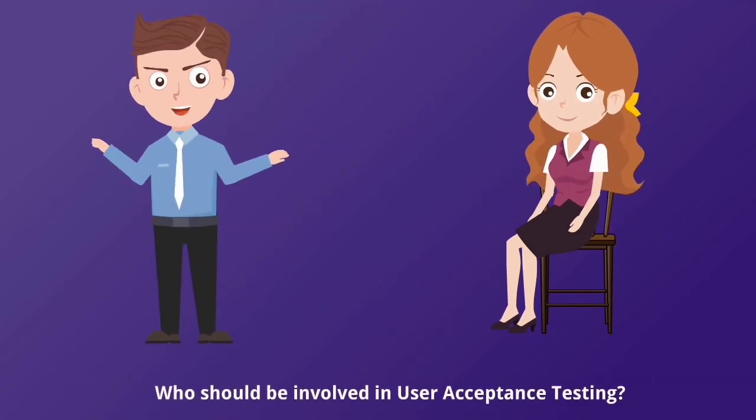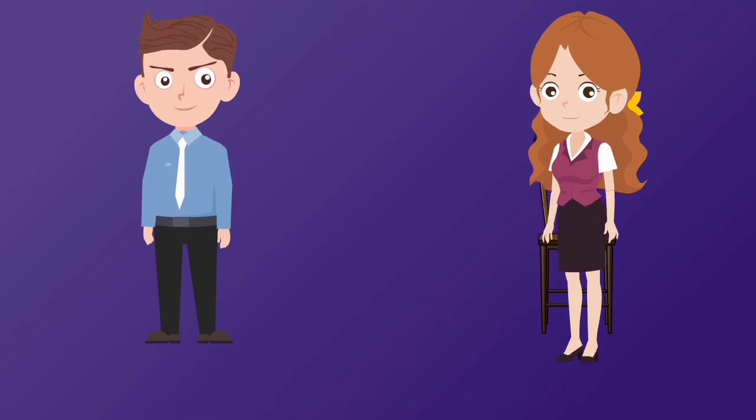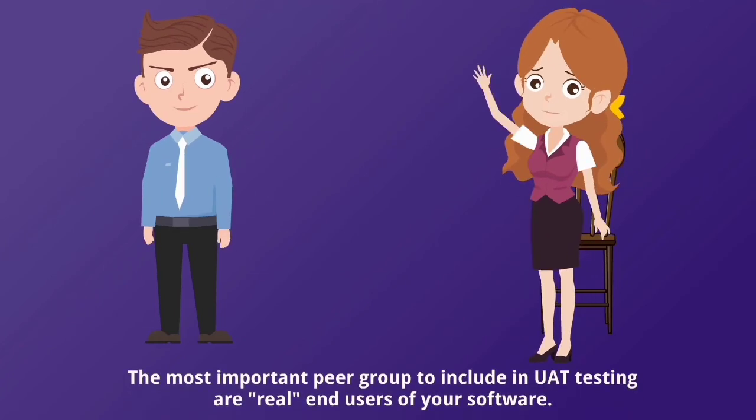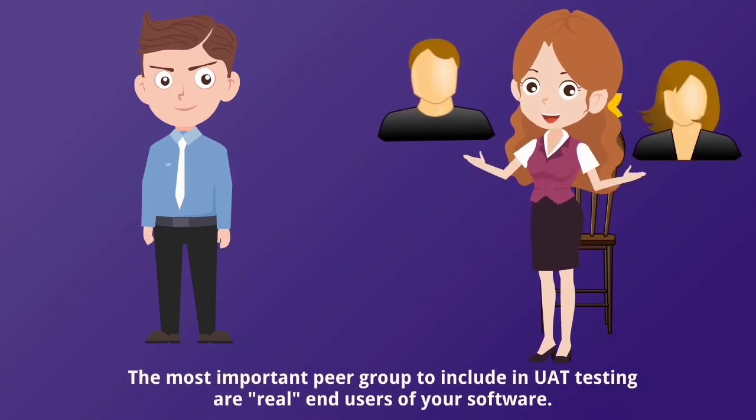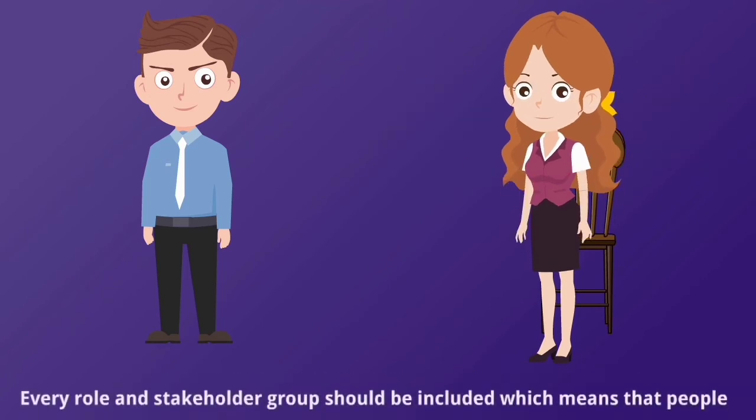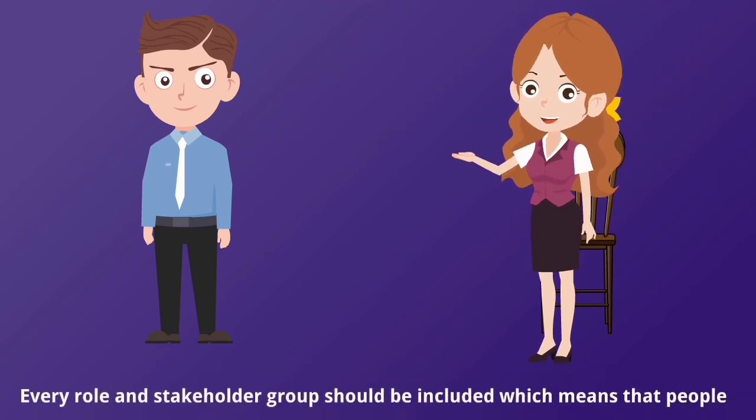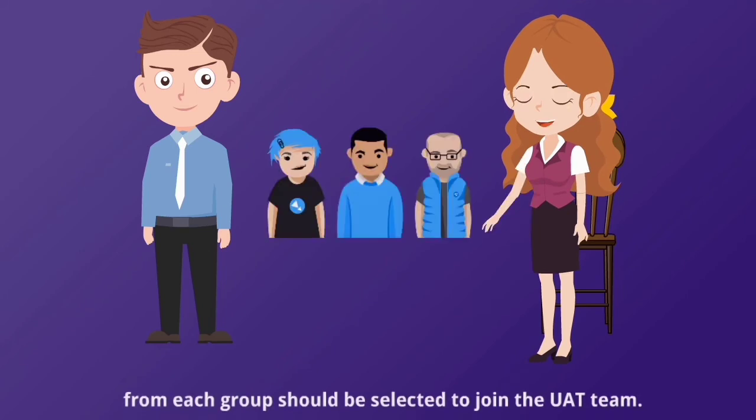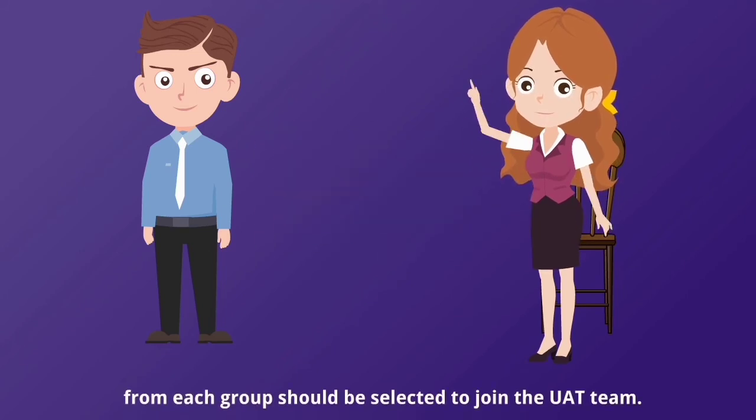Who should be involved in user acceptance testing? The most important peer group to include in UAT testing are real end users of your software. Every role and stakeholder group should be included, which means that people from each group should be selected to join the UAT team.